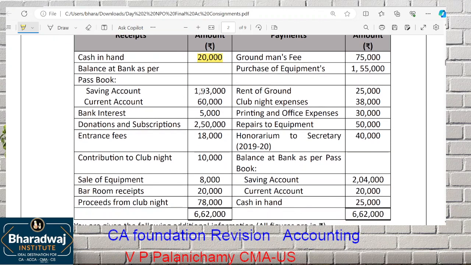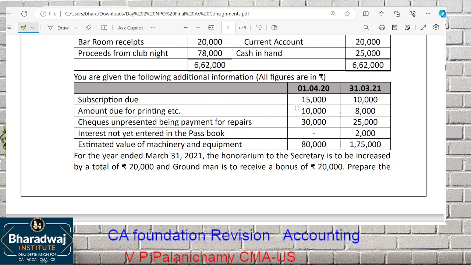Opening balance of cash in hand, savings bank account, current account will come. All the opening balance of assets will come. What are the opening balance of assets?